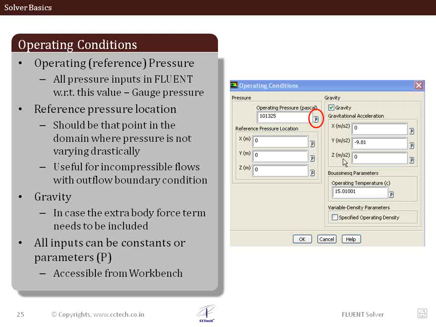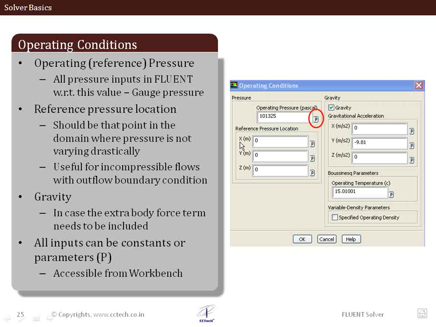And the other thing that you need to assign is the reference pressure location. So it should be that point in which the pressure is not varying drastically during the flow. And it's useful for incompressible flows if I am using the outflow boundary condition and I don't know the pressure, I just know the mass flow inlet and I want to assign the outflow boundary condition. I'll speak about these boundary conditions in the lecture on boundary conditions, which is going to follow up to the solver basics lecture. And in such cases it's very helpful to determine what is the flow pressure at the exit for this given mass flow rate. Or let's say I give that as a specific location. In that case, all the pressures will be evaluated with respect to that pressure location.